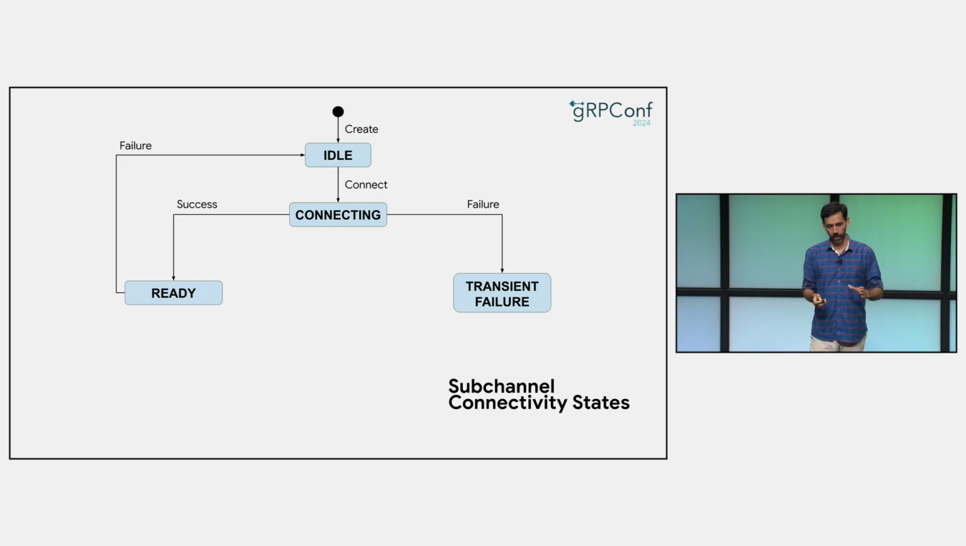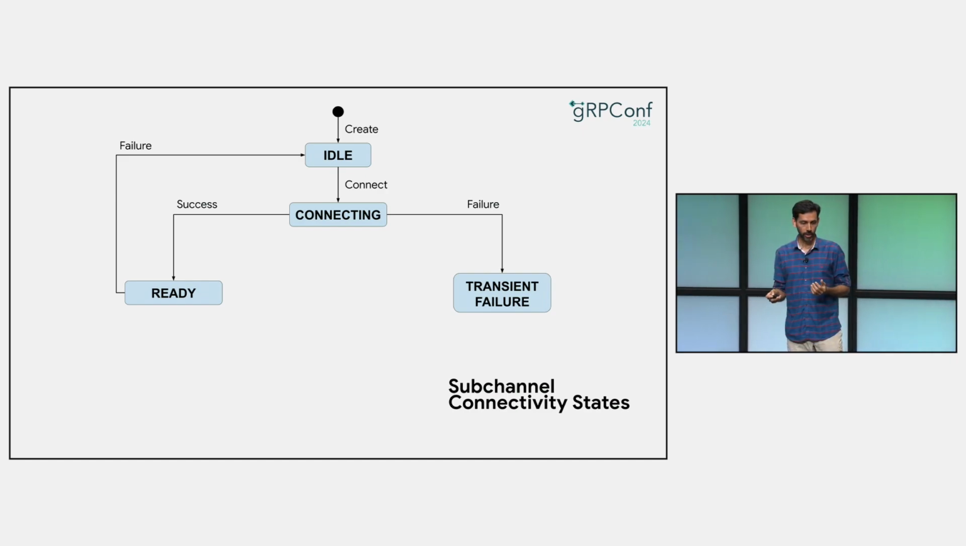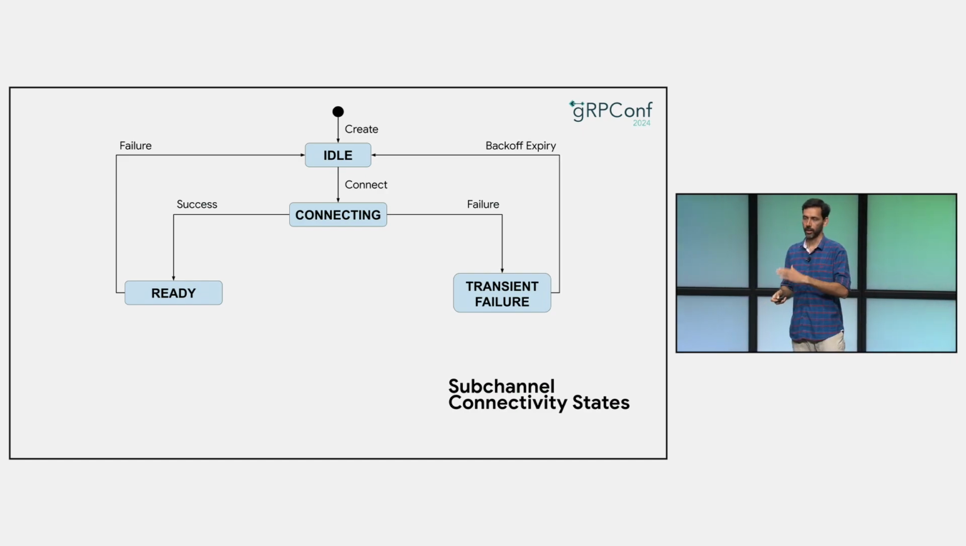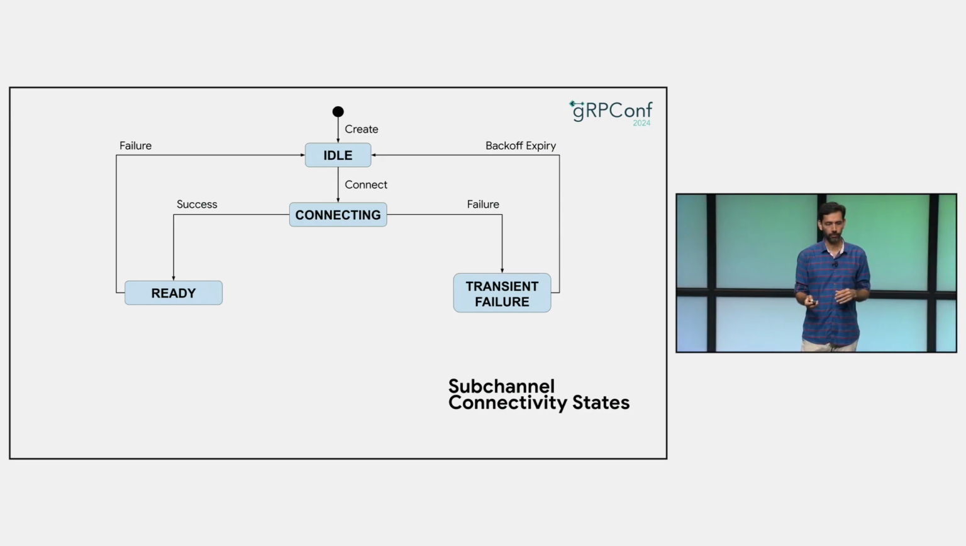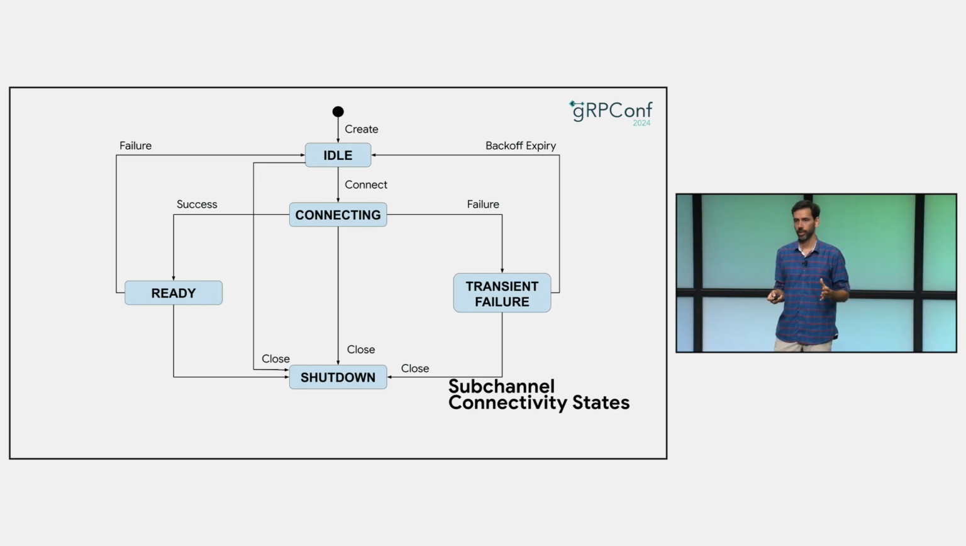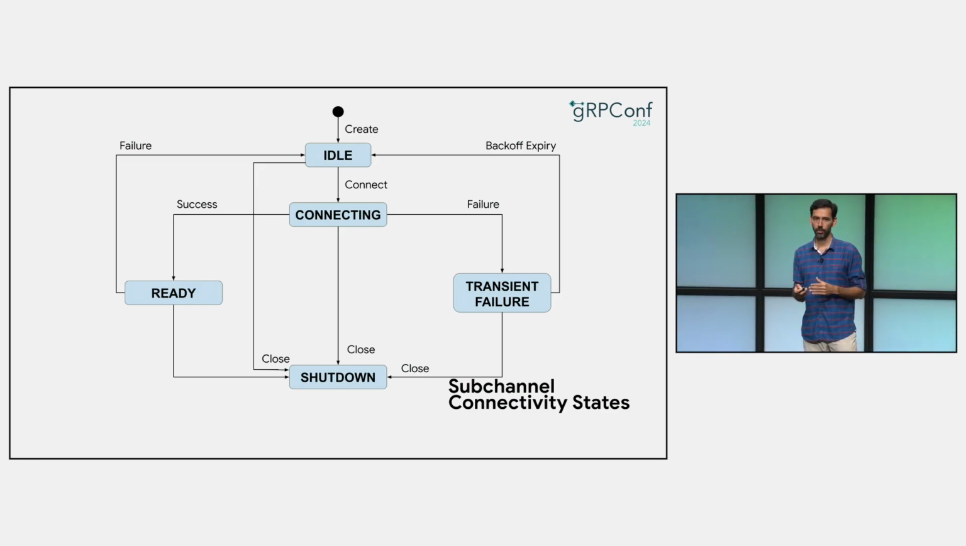Similarly, subchannels which failed earlier and are sitting in transient failure will go through a period of exponential backoff. And once the backoff expires, they again move back to idle. And at this point, again, the LB policy has to kick it to connect. And from any of these states, the subchannel can move to shutdown if the LB policy decides to close the subchannel.